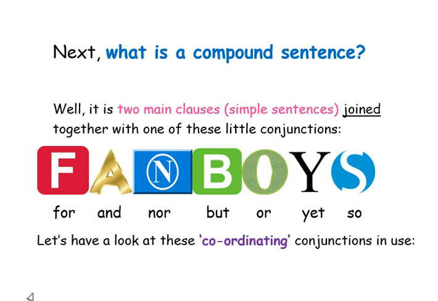Next, we're going to have a look at compound sentences. Compound sentences are when two main clauses, your simple sentences, are joined together with one of these little conjunctions, which can be remembered by the acronym FANBOYS. They're also called coordinating conjunctions. They stand for for, and, nor, but, or, yet, and so.